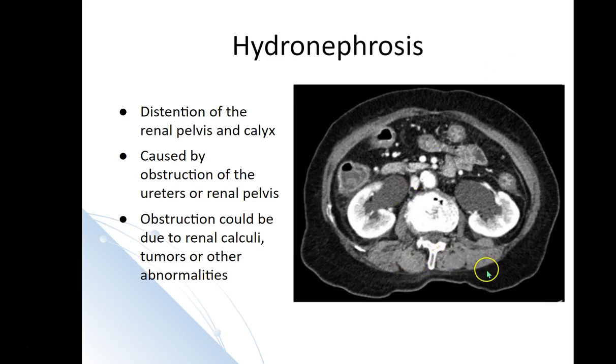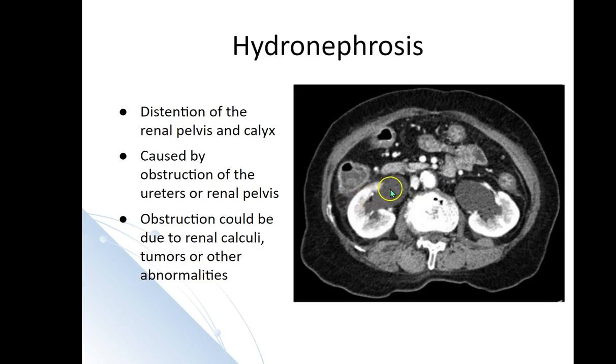So this is an axial slice taken through the abdomen. You can see here is the right kidney, here is the left kidney, and they look white because the patient has been given IV contrast. You can see this big ball of gray right here. This is fluid, urine, that is blocked or being prevented from escaping the kidneys and passing down the ureter. So the condition of that distension is called hydronephrosis.